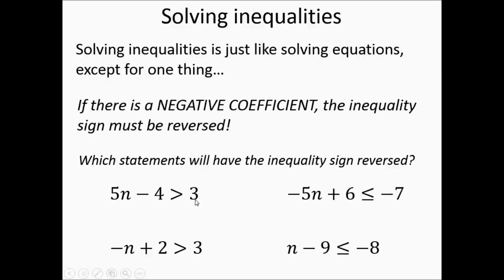So in this first inequality here, the coefficient is the 5. In this inequality, the coefficient is a -5. In this coefficient, we have this negative. That can be considered -1 times n. And this one has nothing, so you could think of it as a 1n. So these two inequalities, as you're solving them, you'll need to reverse the inequality sign. And we'll get more into that. We'll discuss that further in a few frames.